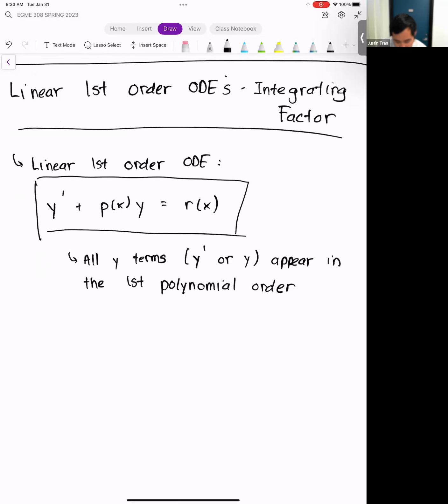All right. And so, compared to our separable equations, these are a little bit more challenging to solve because of the presence of the right-hand side, r of x, and because of the presence of the p of x term. We can't really solve this using separation of variables. So we need a new technique. But what we would like to do, and what we find the easiest way to solve these kinds of equations, is to use direct integration.